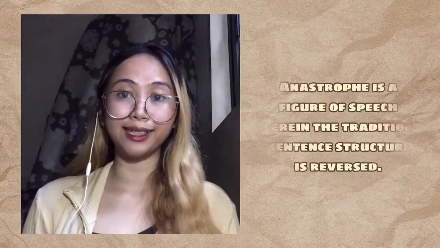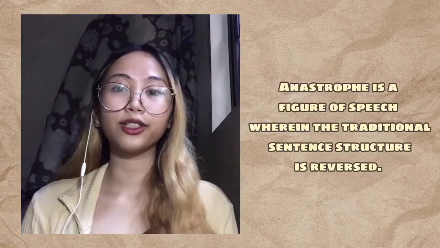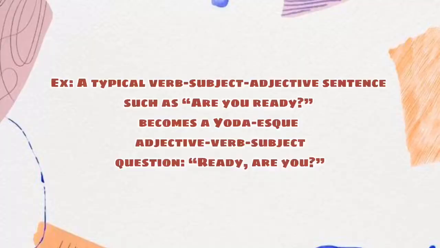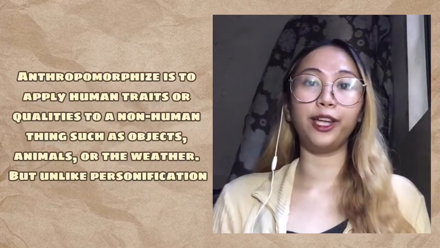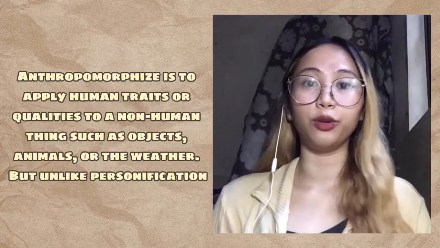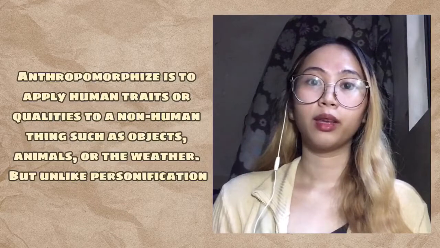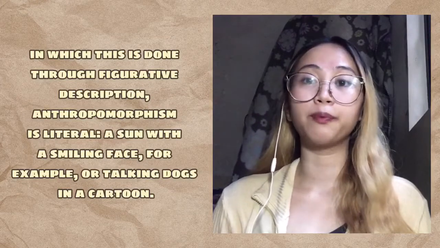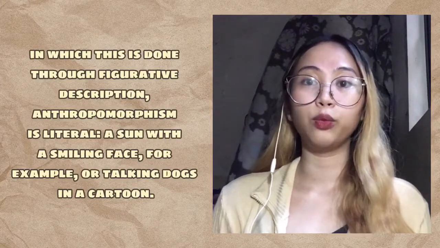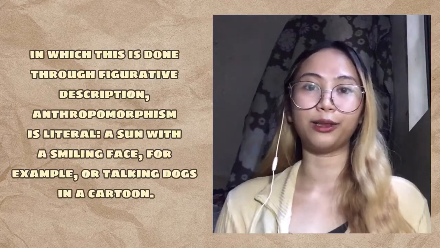Number 3, anastrophe is a figure of speech wherein the traditional sentence structure is reversed. Number 4, anthropomorphize is to apply human traits or qualities to a non-human thing, such as objects, animals, or the weather. But unlike personification, in which this is done through figurative description, anthropomorphism is literal, a sun with a smiling face, for example, or talking dogs in a cartoon.